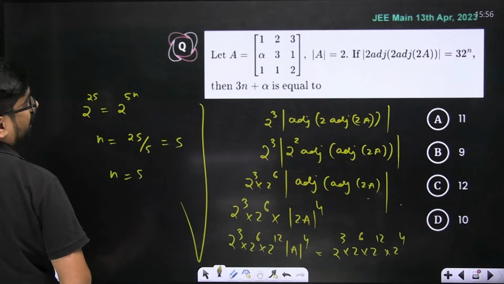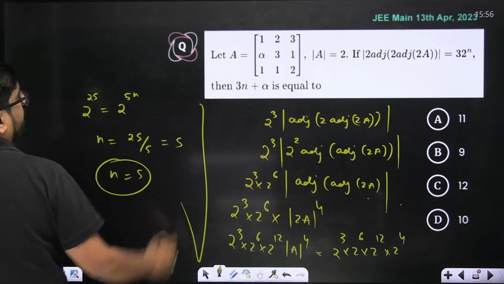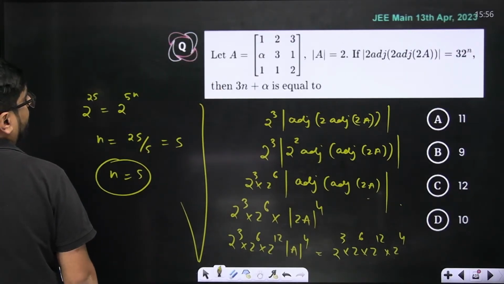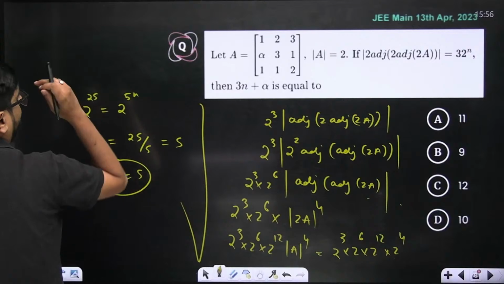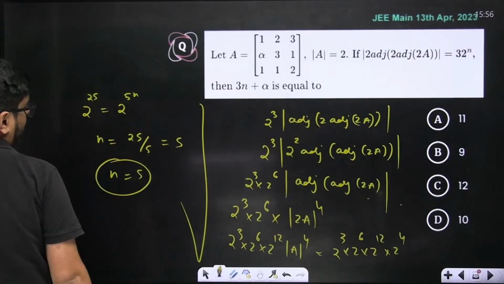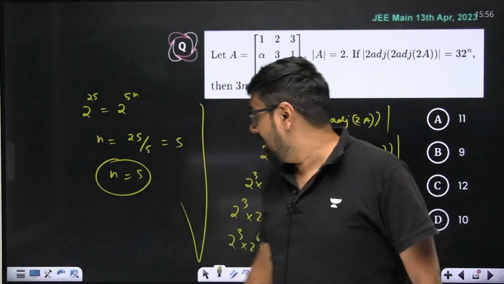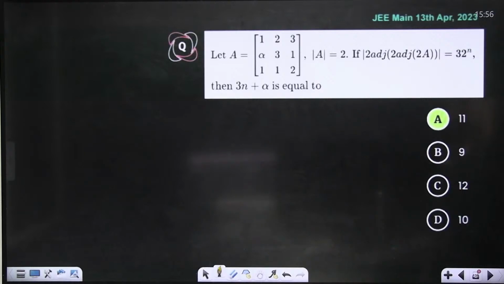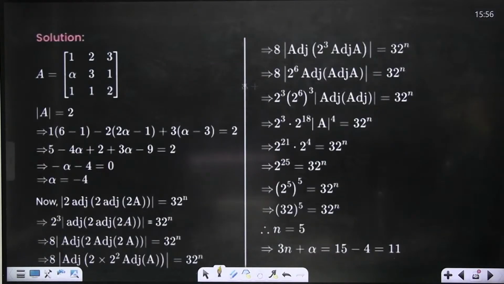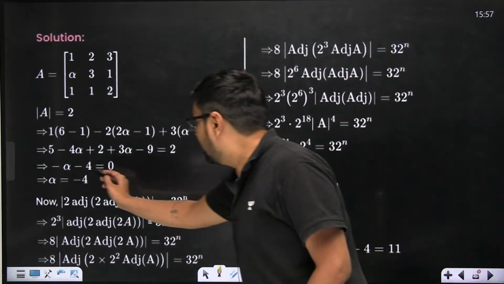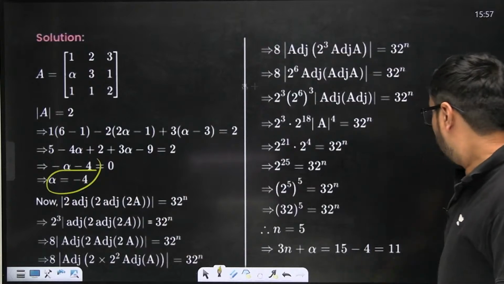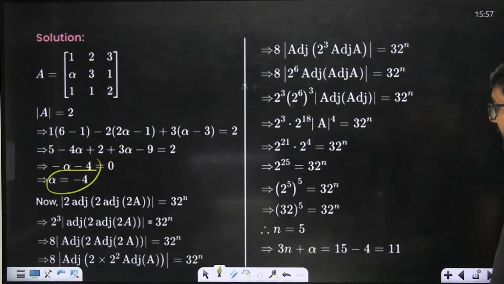What is alpha? Alpha we'll have to find by solving the determinant. So, solving the determinant, there must be a solution. N is equal to 5, no? N is coming out to be equal to 5. Check once. And alpha is coming minus 4. So 3n plus alpha will be 15 minus 4. Correct.